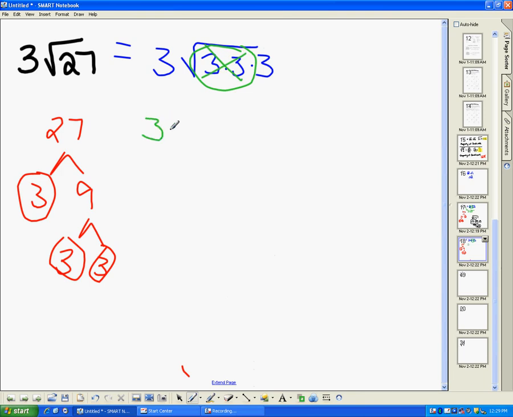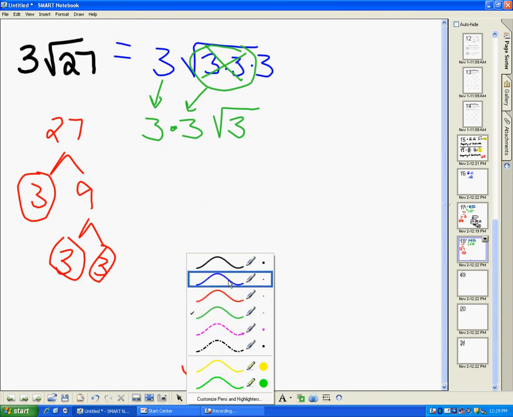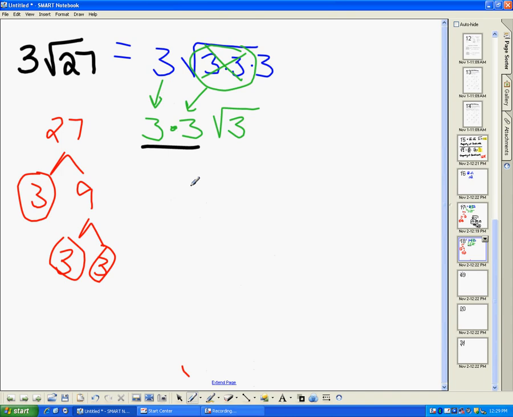I already have this 3 outside, right? That's what this 3 is right here. I'm pulling one of these 3's out so they move outside the house. Then that leaves me with the square root of 3 right here. Now we want to simplify this because the whole idea is to write this as simplified as we can. And 3 times 3 is equal to 9, and then I'm left with the square root of 3. And so then I know that I've used everything that's in here.